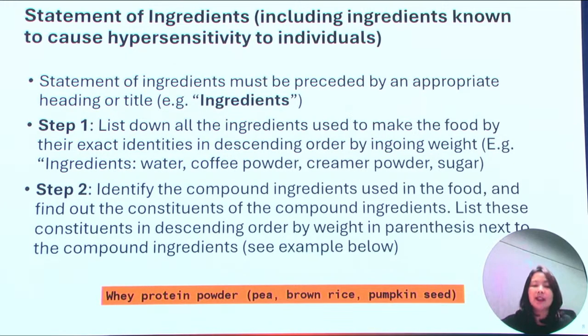For example, if whey protein powder is one of the ingredients and is made up of a few constituents, then the manufacturers have to list whey protein powder followed by the constituents in the whey protein powder. For example, in this case, is pea, brown rice, and pumpkin seed.